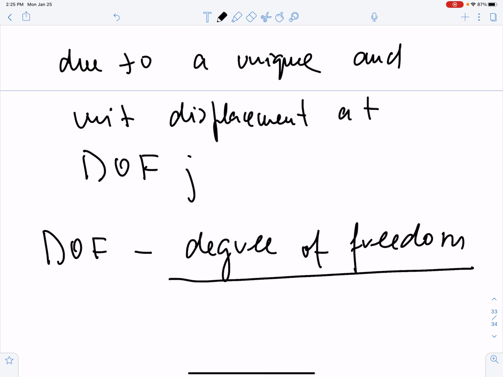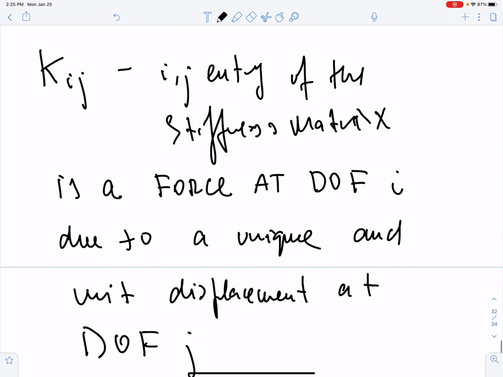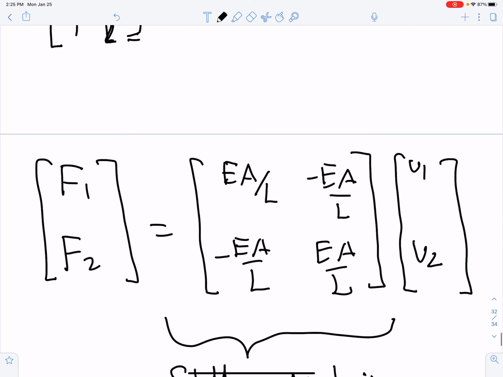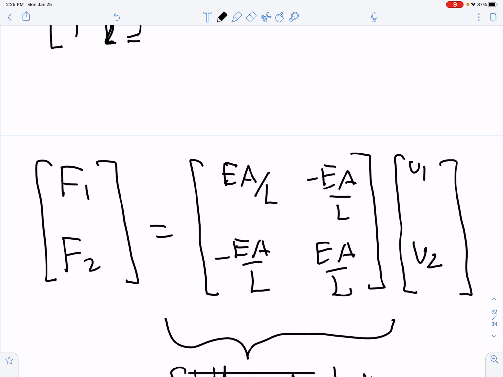In our case, the degrees of freedom are displacements. To each one of those, we associate a force. If we look at the structure of the matrix, for example this entry here, minus EA over L, i equals 1, j equals 2. So it's a force at DOF 1 due to a unique and unit displacement of DOF 2. That's what it comes out to be.